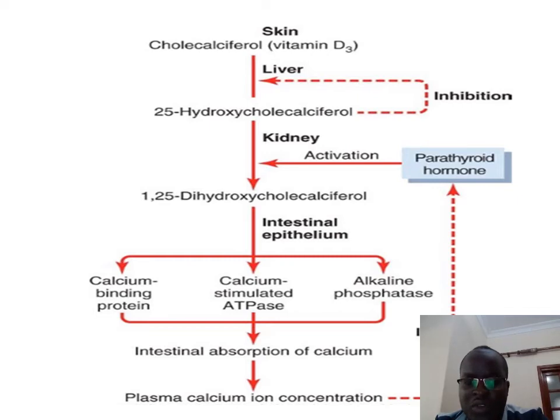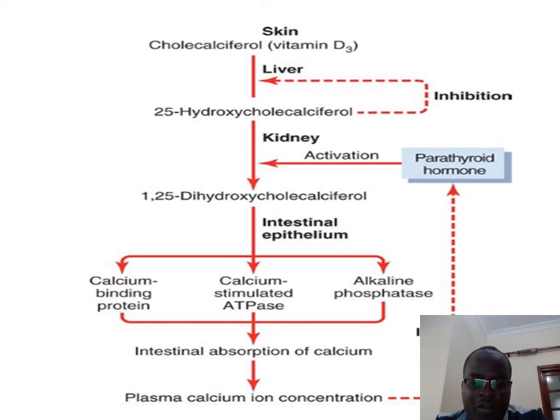It will be transported to different organs, so it will go to the intestines, and it will go to the kidneys. In the intestines, the 1,25-dihydroxycholecalciferol is going to increase the calcium-binding protein, calbindin, that will be produced. You have calcium-stimulated ATPase. These are the enzymes that are involved in pumping of calcium. Then you have alkaline phosphatase that is also involved in absorption of phosphates. So both calcium and phosphates will be absorbed in the intestine.